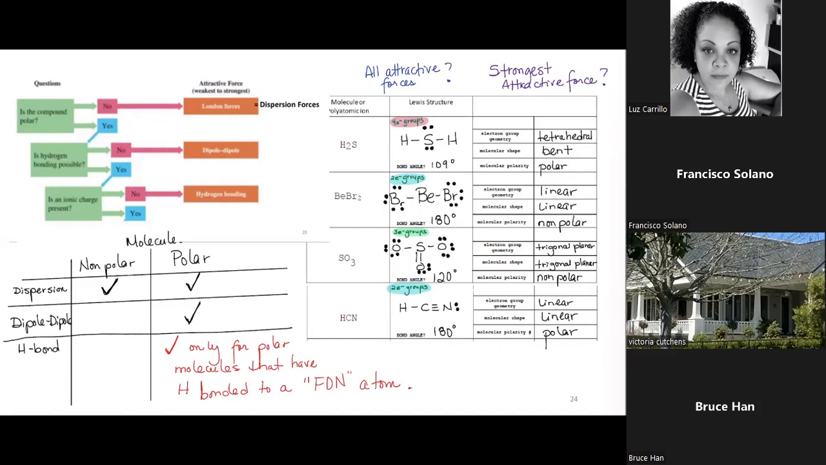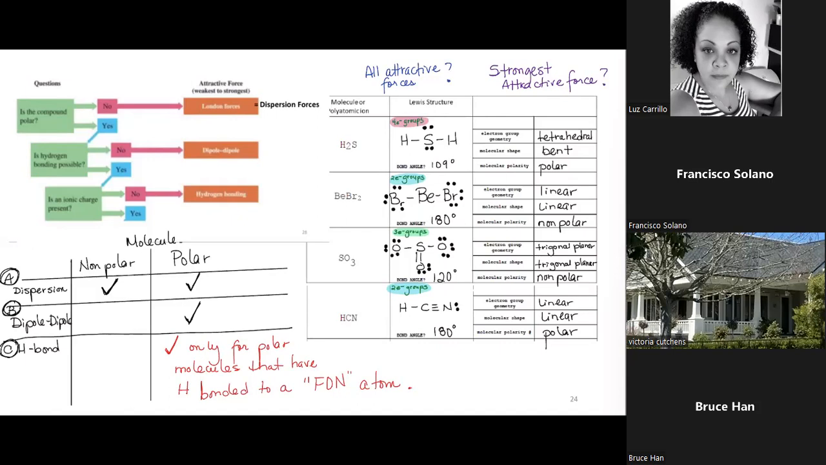Let's get started with the case of H2S. Following the table that I just developed, what are all the attractive forces? Or actually, let me do the attractive forces with letters. So if I say that dispersion is A, dipole-dipole is B, H-bond is C, okay? This will allow students to also participate in the chat.